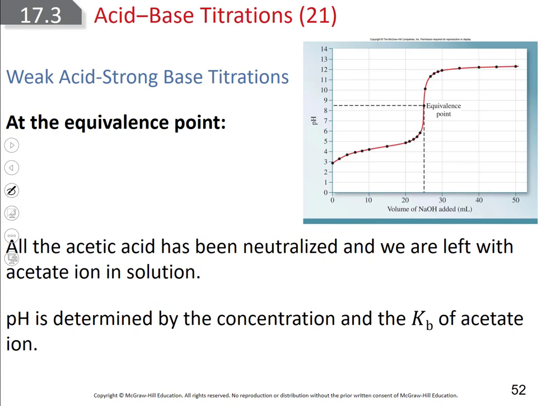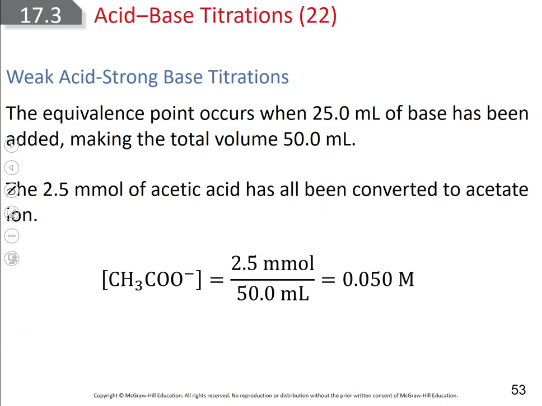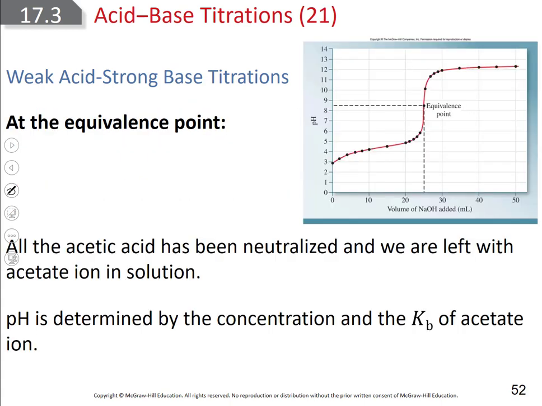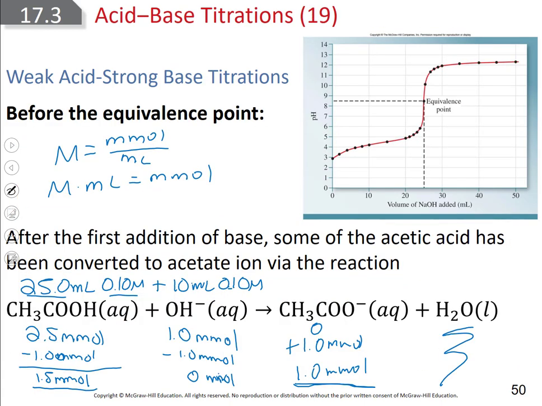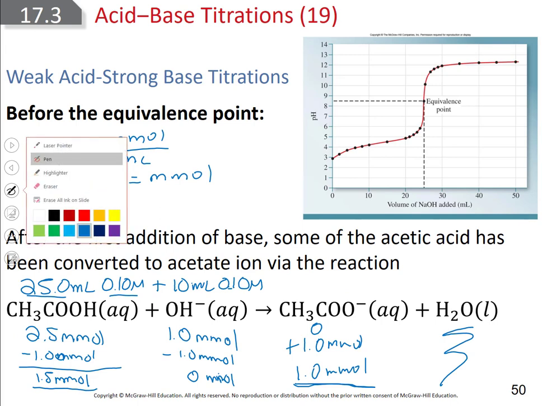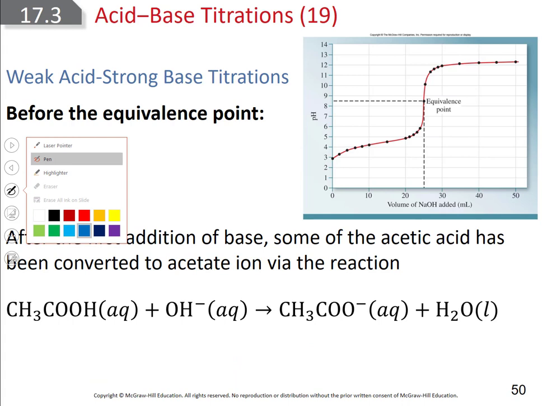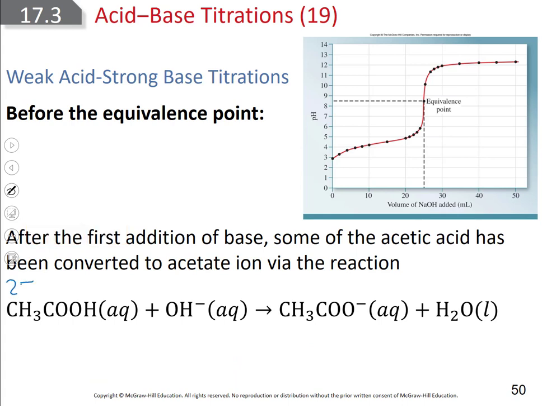Now, at the equivalence point, do we have an equation? No, they give us the equation. At the equivalence point, let's go back to this one and just erase this so we have space. I'll ink on the slide. So again, we were starting with 25 milliliters of our 0.1 molar acetic acid, which is 2.5 millimoles.